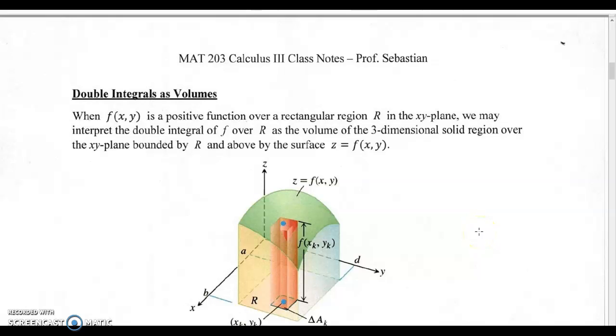Welcome back everybody to our Calculus 3 class notes. We're now on page 86 and we're in the first section of chapter 15 on multiple integrals.